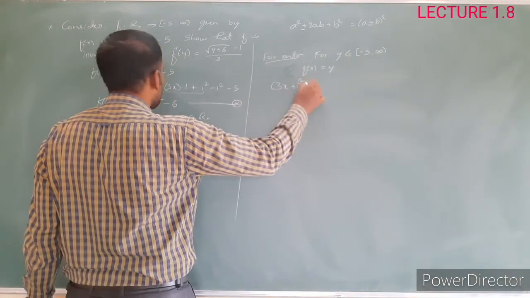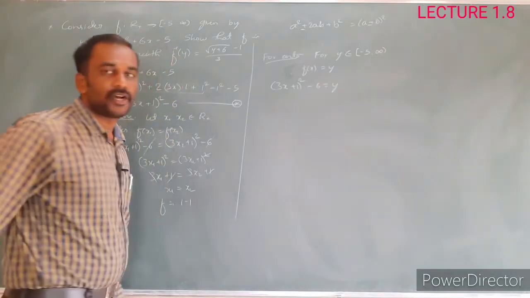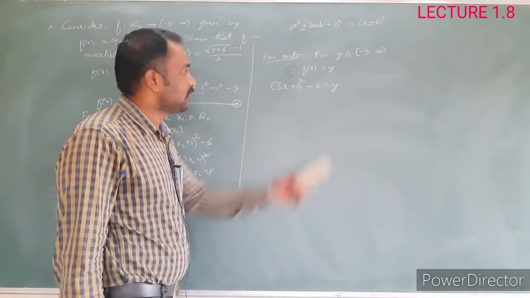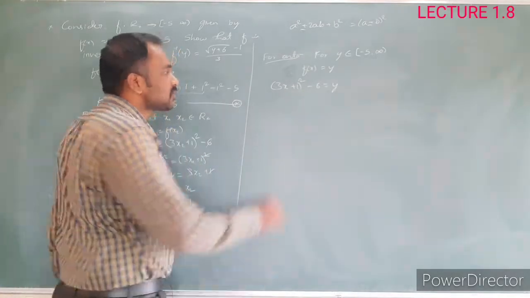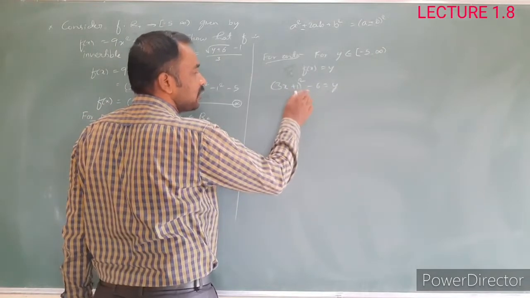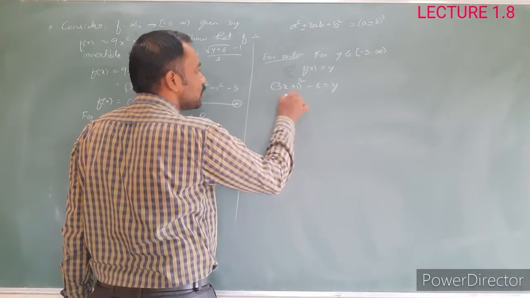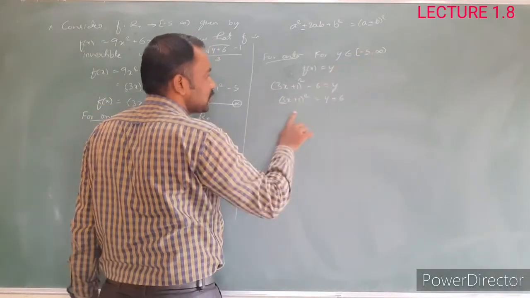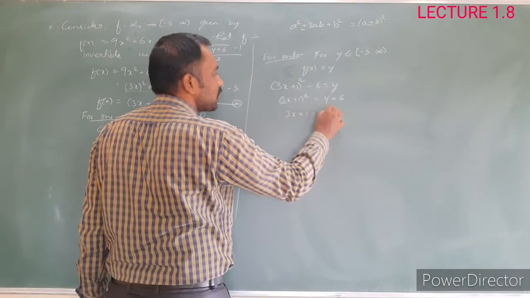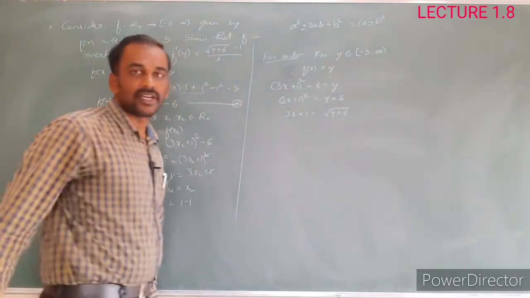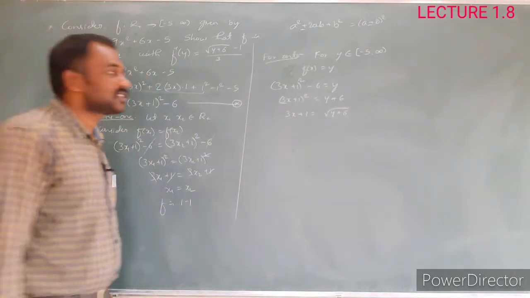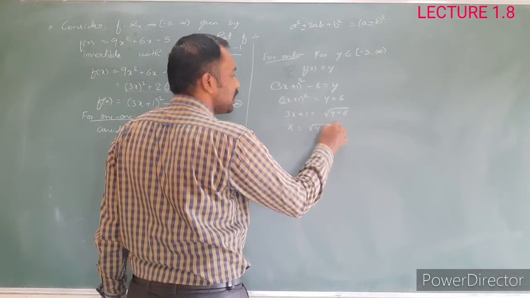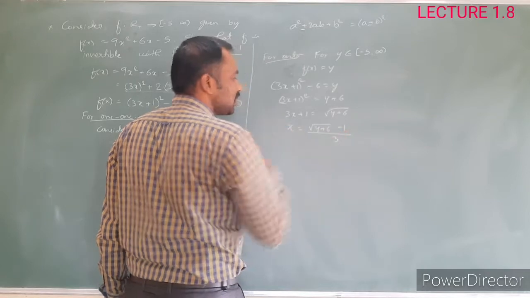(3x plus 1) whole square minus 6 is equal to y. Okay, so here y is in terms of x, and we need to get x in terms of y. Solve for x. Move the minus 6 to the right-hand side as plus 6. (3x plus 1) whole square is equal to y plus 6. So here we will always get a positive value. Taking the square root on both sides, the positive square root of y plus 6, because the domain set is positive real numbers. Now solve for x. x is equal to what? The square root of y plus 6, minus 1, the whole thing divided by 3.